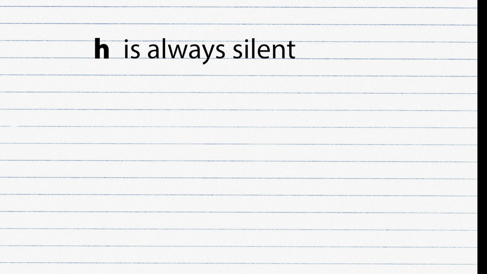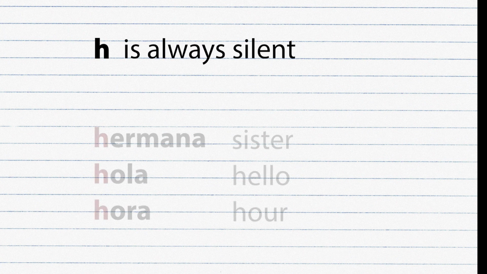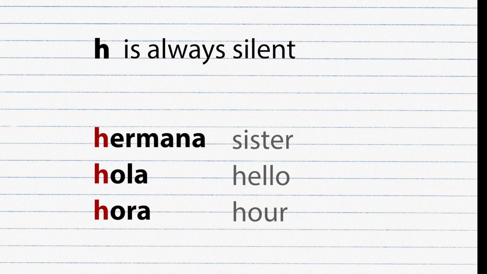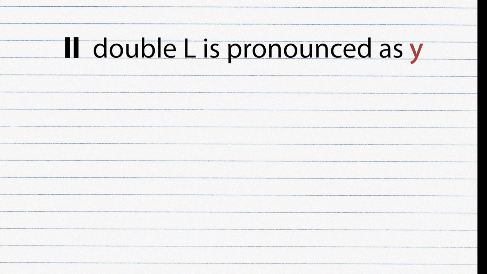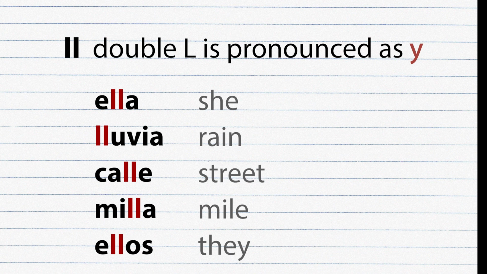H is always silent in Spanish. Example: hermana, hola, hora. This letter has an NY sound. Example: mañana, niño, año. The double L letter is pronounced as Y. Example: ella, lluvia, calle, milla, ellos.